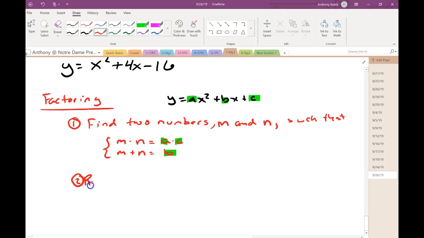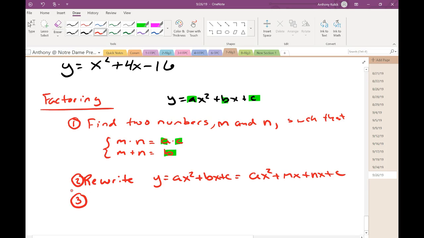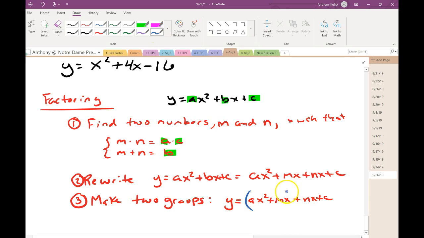What we do then is we're going to rewrite our standard form equation as ax squared plus mx plus nx plus c. We're then going to make two groups. The two groups we're going to make is we're going to group the first two terms together and the last two terms together, and we must have a plus sign in the middle there.